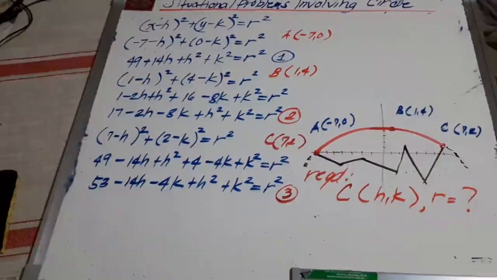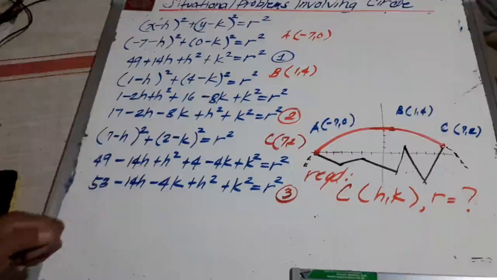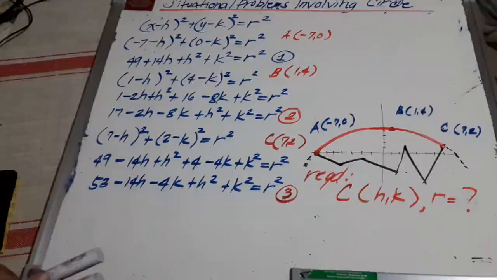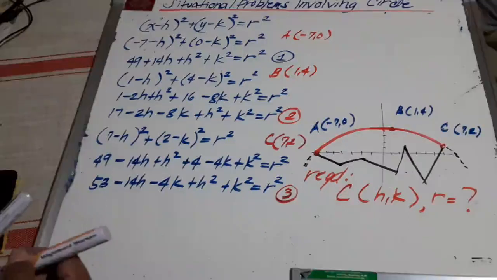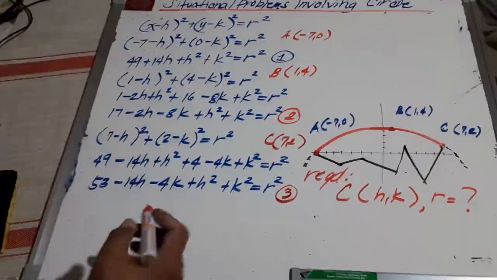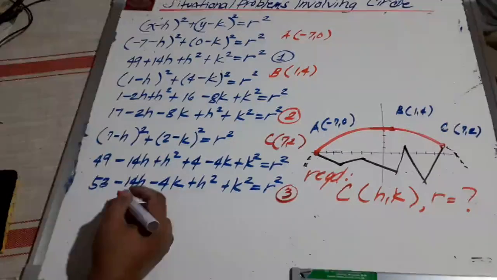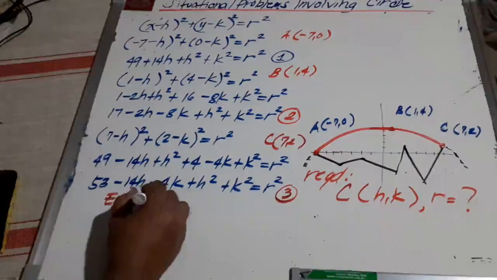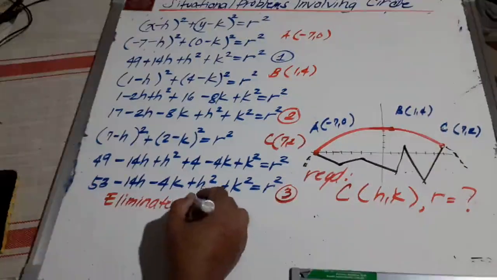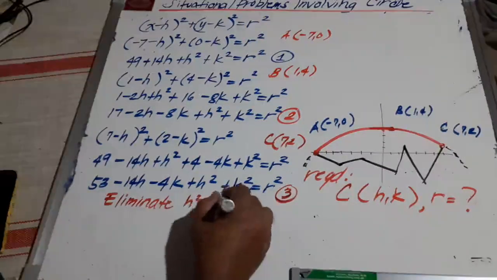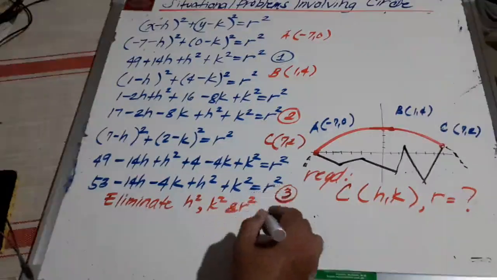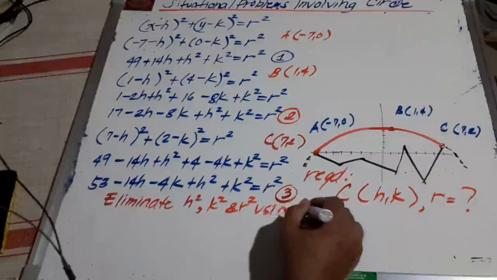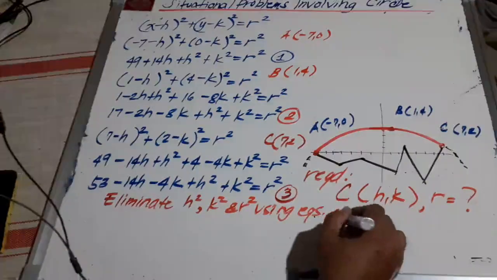Dito na papasok yung ating elimination. We have 3 equations. We can use equations 1 and 2 to eliminate h squared, k squared, and r squared. And we can use equations 1 and 3 to eliminate also h squared, k squared, and r squared. Gamitin natin yung equations 1 and 2 to eliminate h squared, k squared, and r squared.